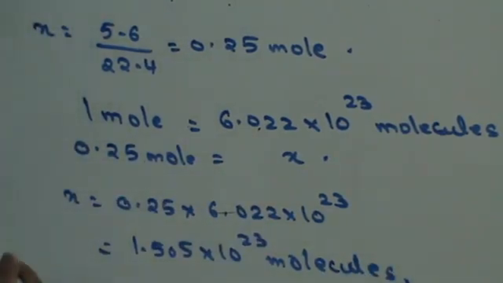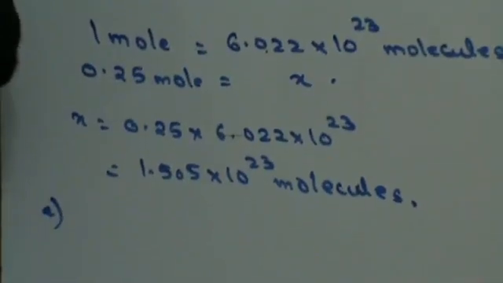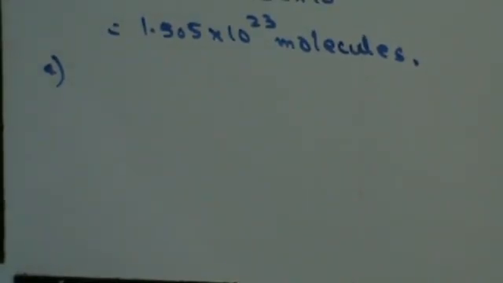Take on next one please. 3.9 grams of ammonia at STP occupies 4.48 decimeter cube. STP stands for standard temperature and pressure. Calculate the molar mass of ammonia.